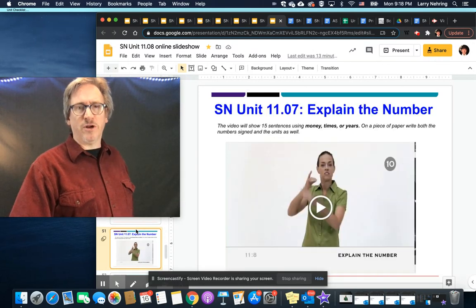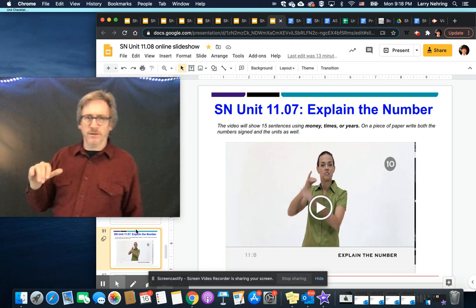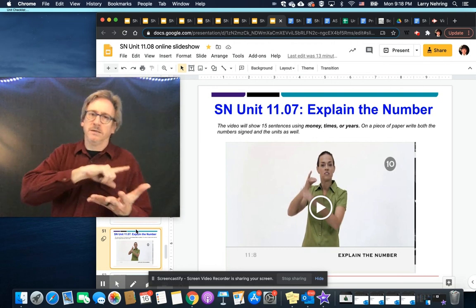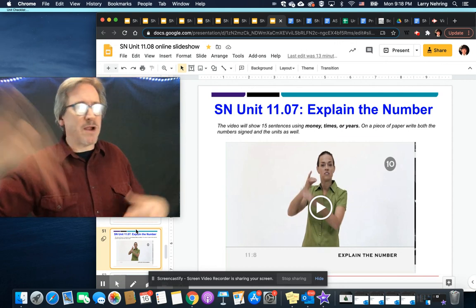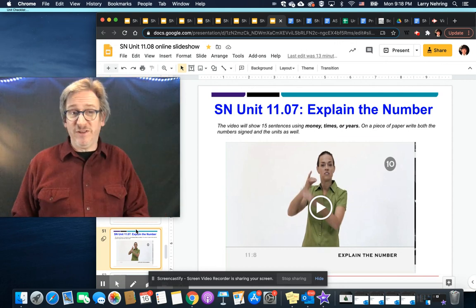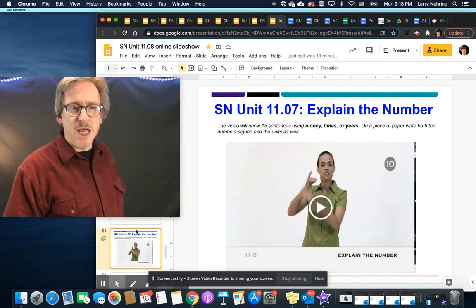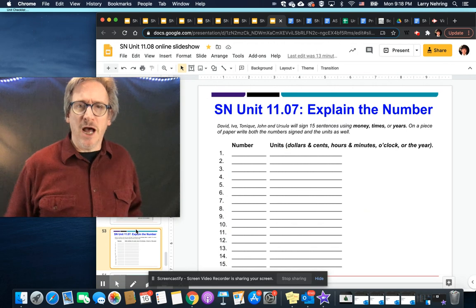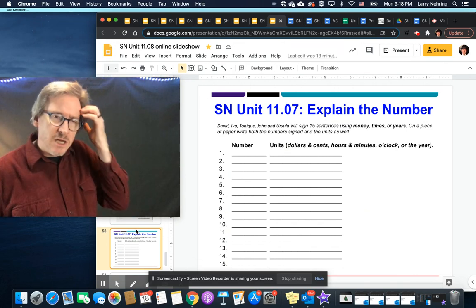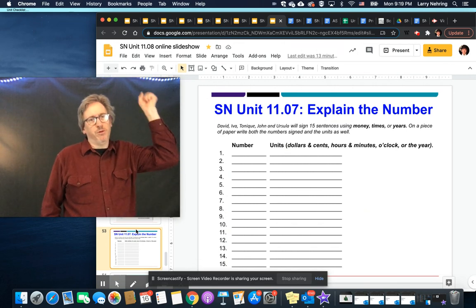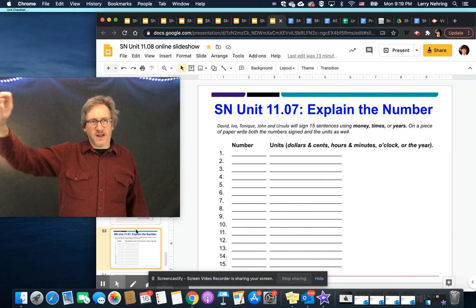And then there are going to be 15 sentences that they sign using money, times, or years. I would recommend just getting a piece of paper and writing them down. Put 15 lines. So I just copied this. I put in a slide for it because sometimes, like if I put this up on the whiteboard or whatever, I can write them in.